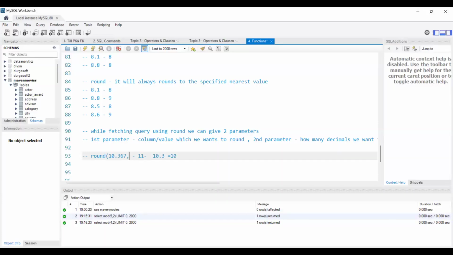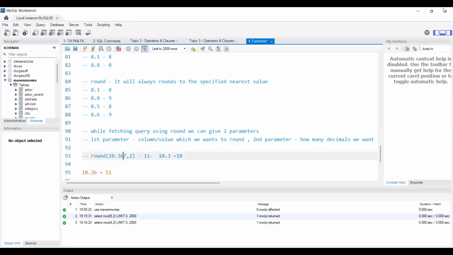But in the round function, we can give 2 parameters. The second parameter indicates how many decimals we want to round to. Here I'm saying that I want to round up to 2 decimals, that is, 10.36. Whatever value I write here, that digit I will consider. Here I wrote 2, right? After the decimal point my second digit is 6, so I need to consider 6. As 6 is greater than 5, when I round, my answer will be 11.